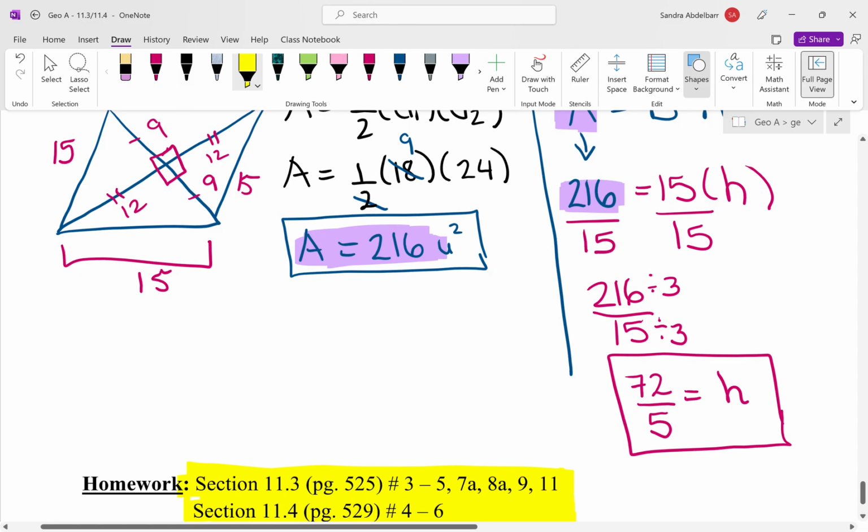Yes. For that last question, can we leave it in a decimal? Is it a repeating decimal? No. What does it end up becoming? 14.4. Yes, as long as it's not a repeating decimal, you can leave it as a decimal. If it is a repeating decimal, you are not allowed to leave it as a decimal.